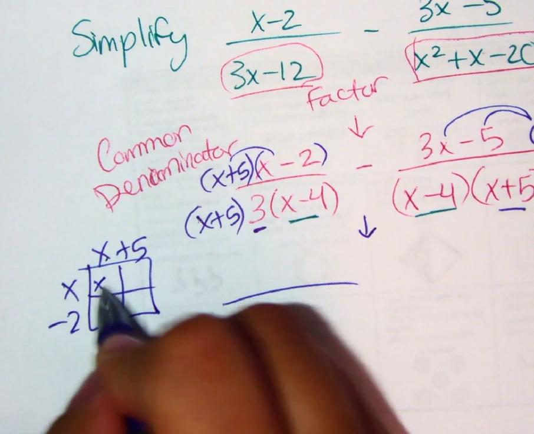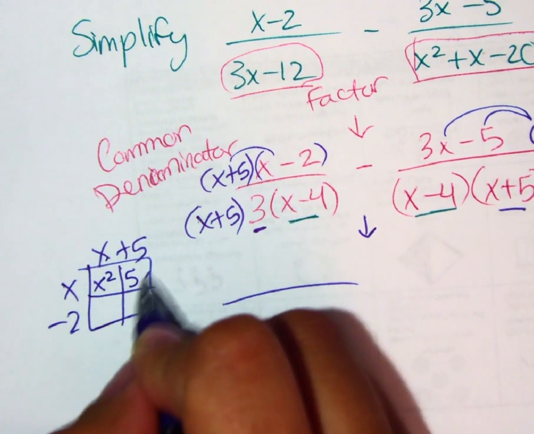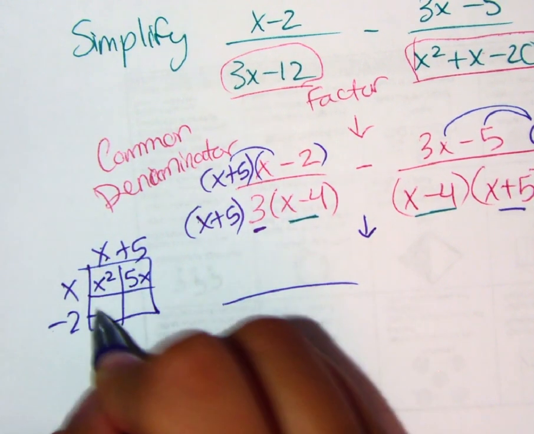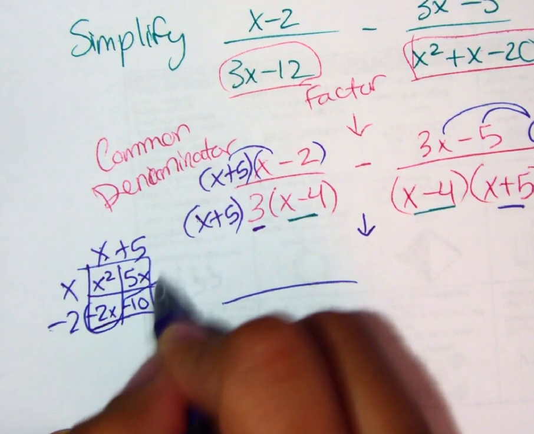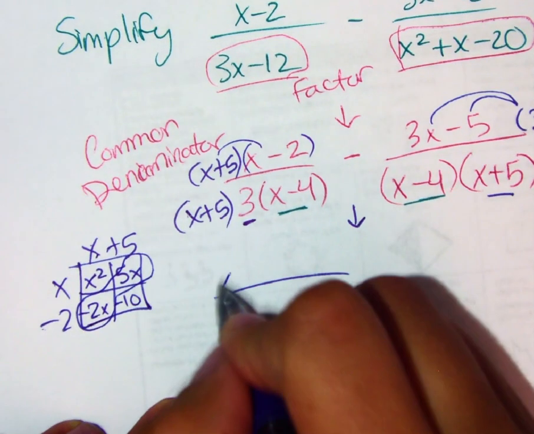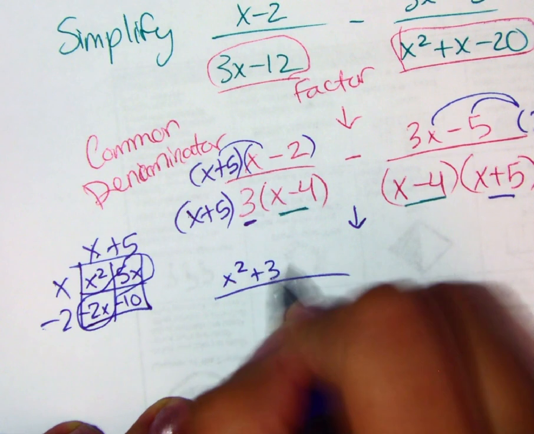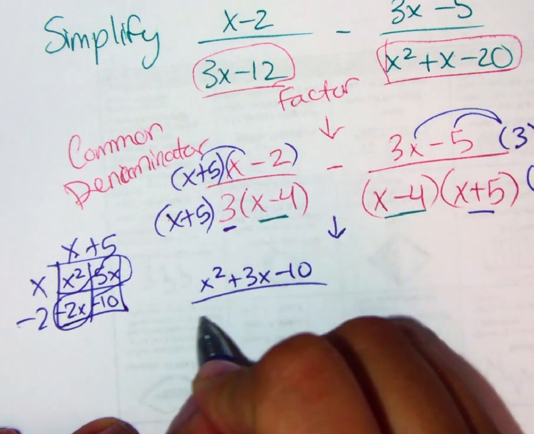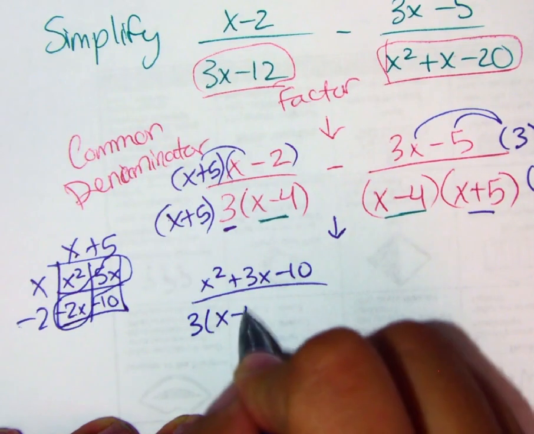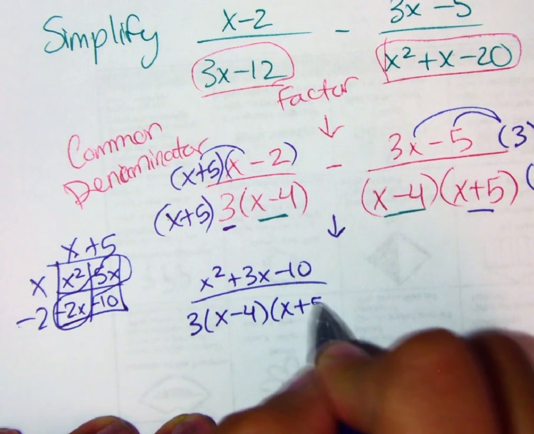x times x is x squared. x times 5 is 5x. x times negative 2 is negative 2x. And negative 2 times 5 is negative 10. If you combine like terms, you're going to end up with x squared plus 3x minus 10 over these factors of 3 times x minus 4 times x plus 5.